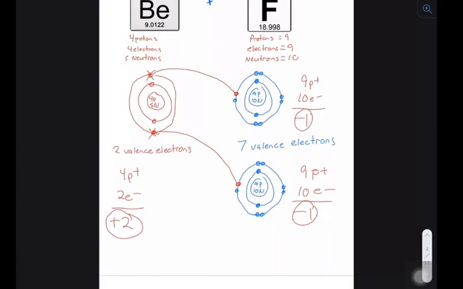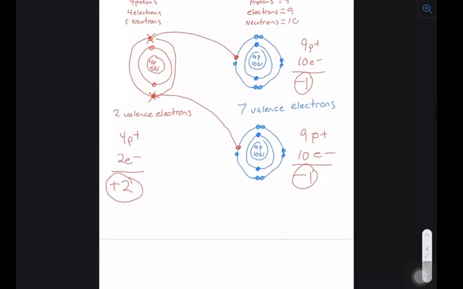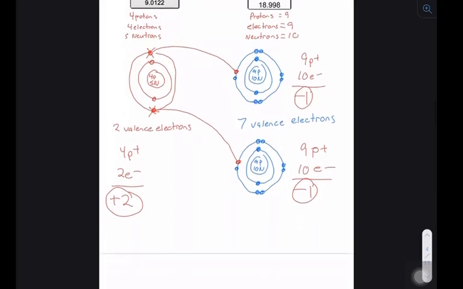We communicate these ratios when we're naming and using the formulas to write the symbols for our compound. And the way we would communicate it is beryllium, we would say that there's 1, and then fluorine, we would say that there is 2. So these are the chemical symbols to identify how many fluorines and how many berylliums would be in a compound of beryllium fluoride. But that's for us to dig into tomorrow.